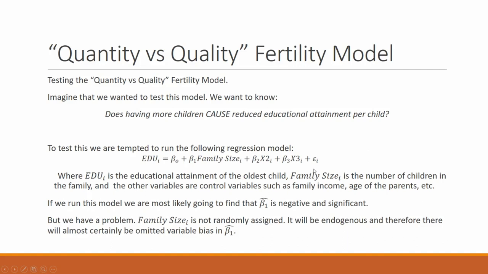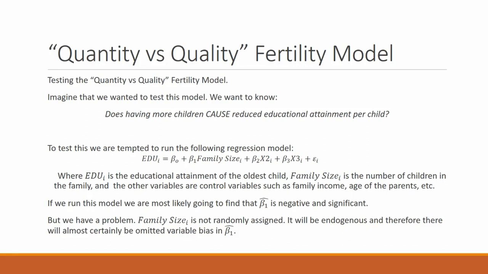And we might think that our estimate of beta 1, so our beta 1 hat, would give us an answer to the question. We want to know, okay, do additional children cause a reduction in education levels? And so we might expect that beta 1 hat would give us the impact of family size on education. But the problem is, let's say we ran it and found beta 1 hat is negative and significant. All right. And so that would seem to support the quantity versus quality trade-off, that if you have more children, the quality of the education that they'll receive is lower.